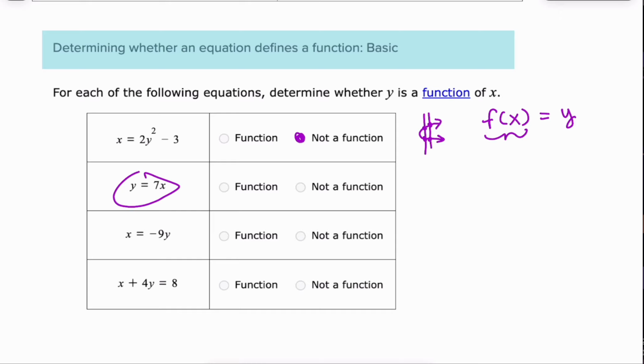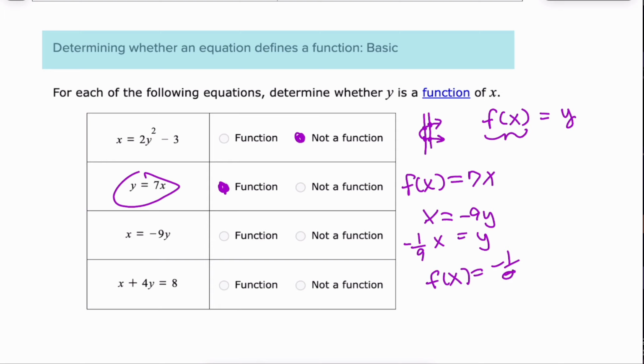This is fine. We could write that in function notation, f of x equals 7x. That's a function. If I plug in the number 1, I'm only going to get one value out, negative 7. If I plug in any number, I'm only going to get one thing out. Now, the second one here, don't be fooled. If we do a little bit of manipulation and write it as y equals negative 1/9 x, that could be written in function notation. So f of x equals negative 1/9 x. If you were to graph it, it is a line. If I stick in a particular value of x, I'm only going to get one value of y. That's a function.